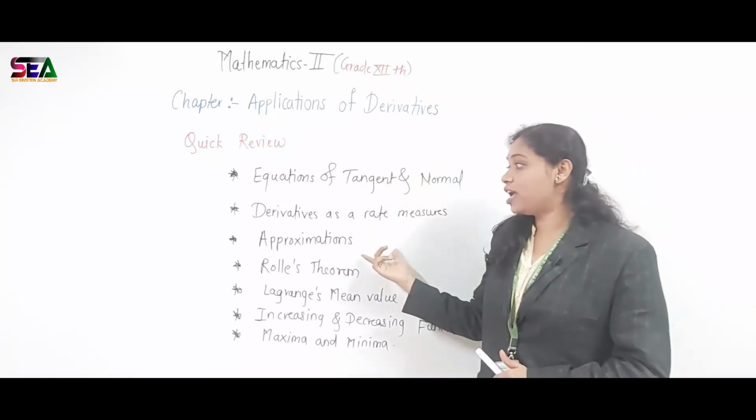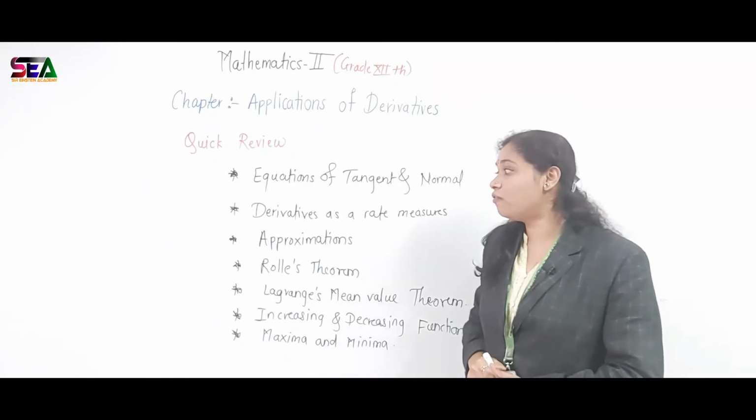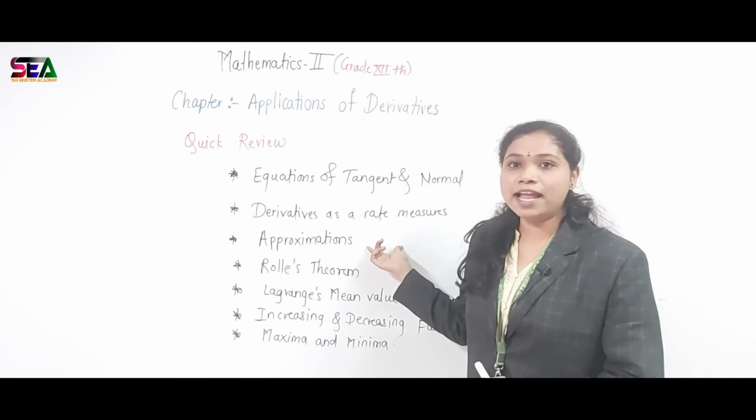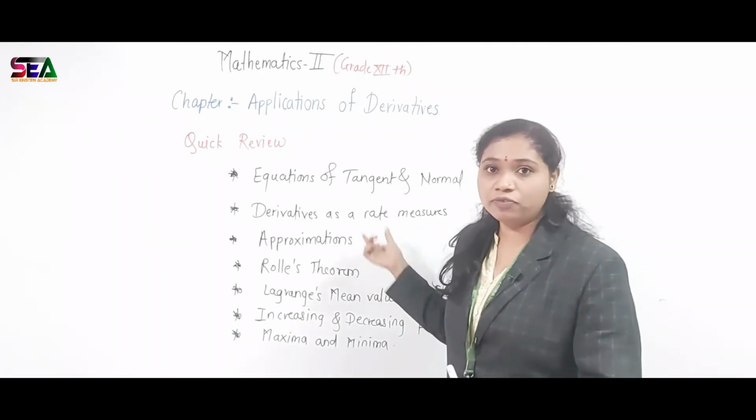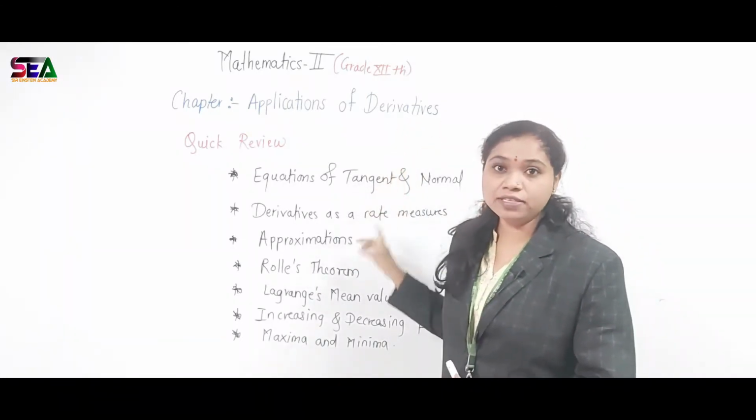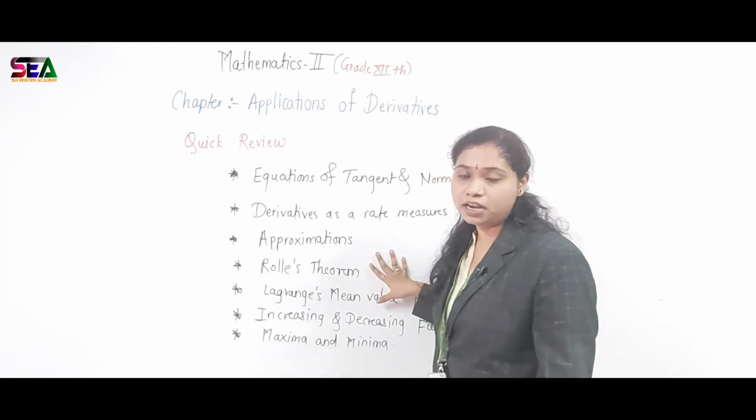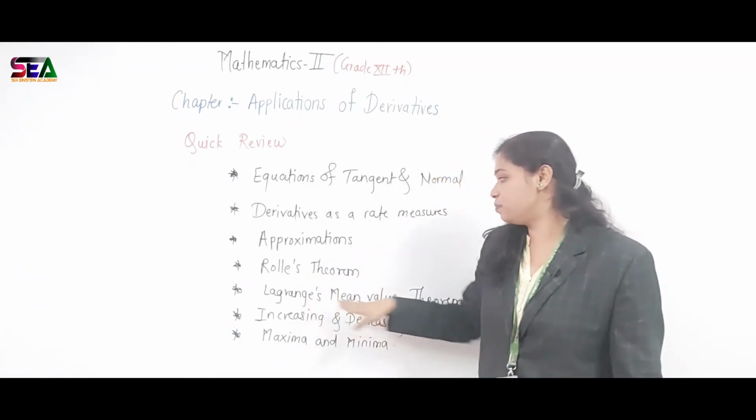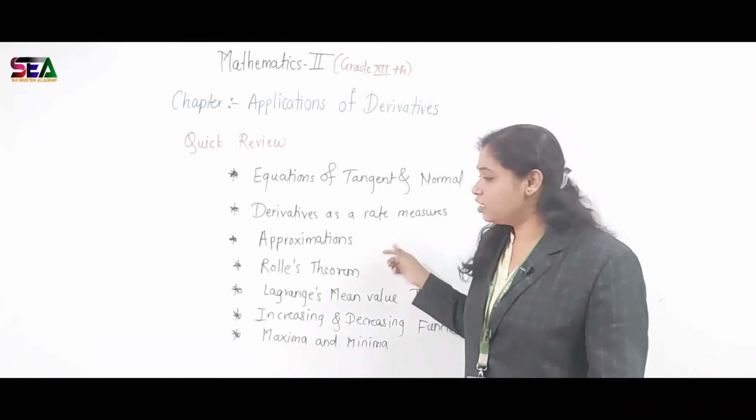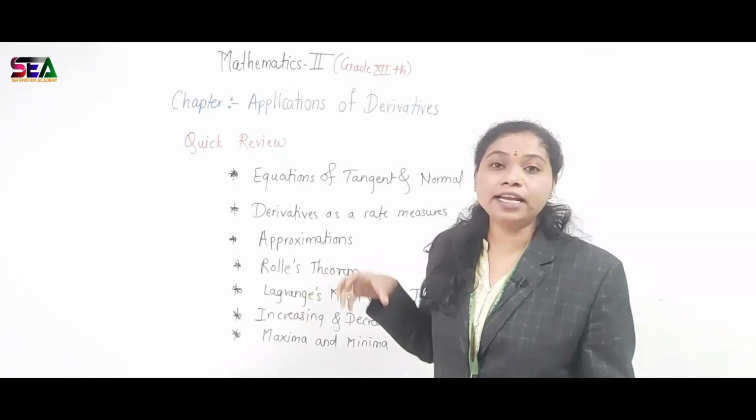In the third application, approximations. Approximation will give us an approximate value of any function at any point. For example, if I want to know tan inverse of 0.99, we have to take an approximate value, and that can be done by using the derivatives approximations application. Then the fourth application is Rolle's theorem. Rolle's theorem and Lagrange's mean value theorem, that is LMVT, are conceptually the same, and these two theorems are used to find out the local point under that curve.